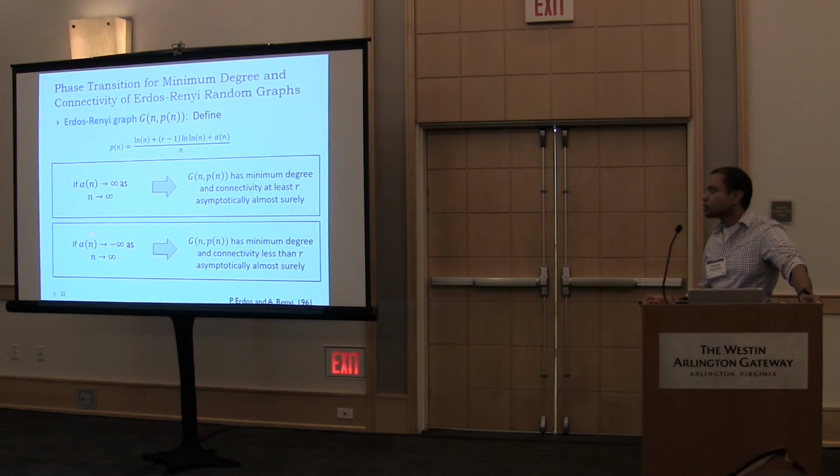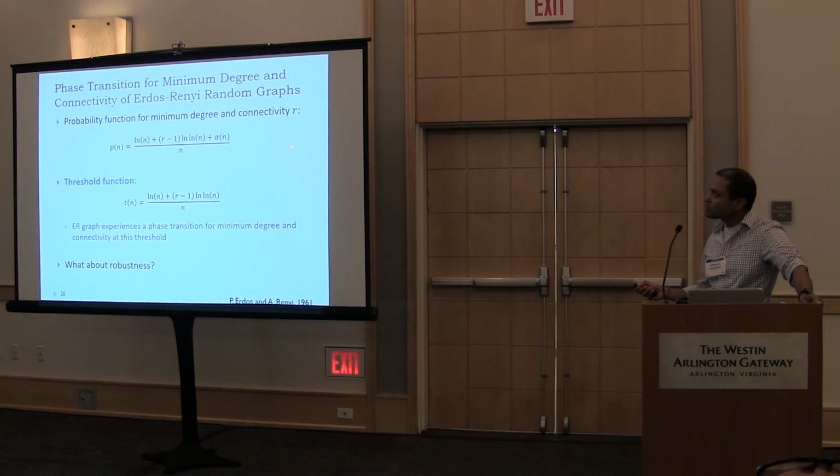And if alpha_n goes to minus infinity, again, no matter how slowly, the resulting graph is not going to have those properties. Okay, so essentially this alpha_n going to plus infinity or minus infinity is what determines whether the graph has those properties. So this thing in the middle here is called the threshold. If you're adding edges with a probability bigger than that threshold, r minimum degree and r connectivity happen. If you add edges with a probability less than that threshold, those things don't happen.